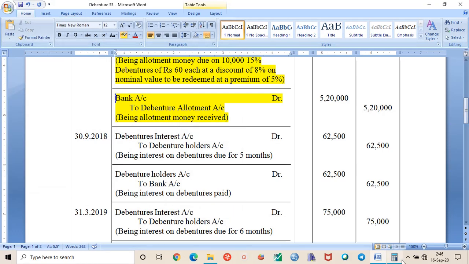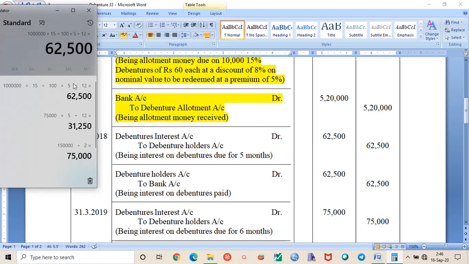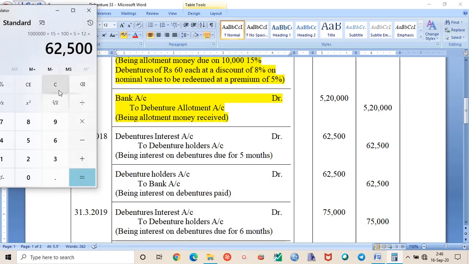And for the rest, let us come to this point. 10 lakh into 15% will be how much? This is for the full year, divided by 2, how much? 75,000. So 75,000 is for the 6 months.